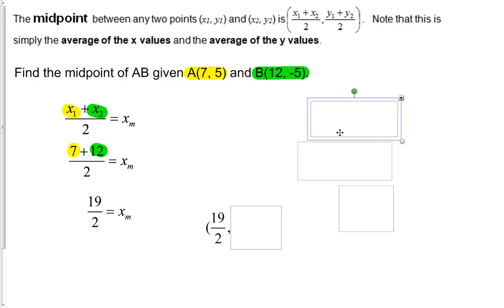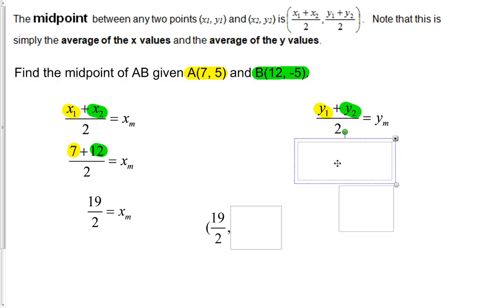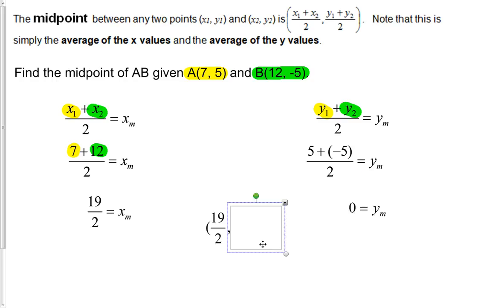On the other side, y1 plus y2, again our y1 is going to come from A and be 5. Our y2 is going to come from B and be negative 5. So 5 plus negative 5 over 2. Well, 5 plus negative 5 is 0, so 0 over 2 is 0. So the y-coordinate is 0.